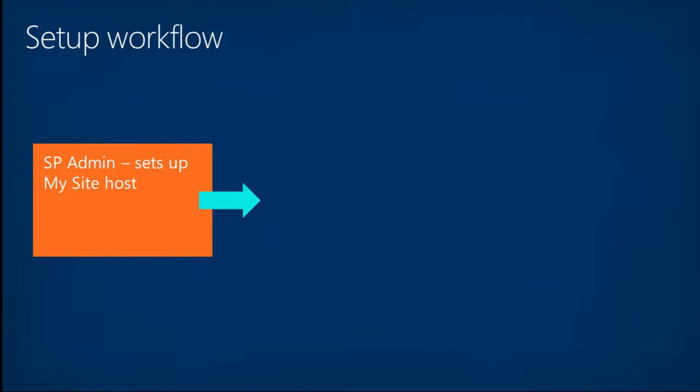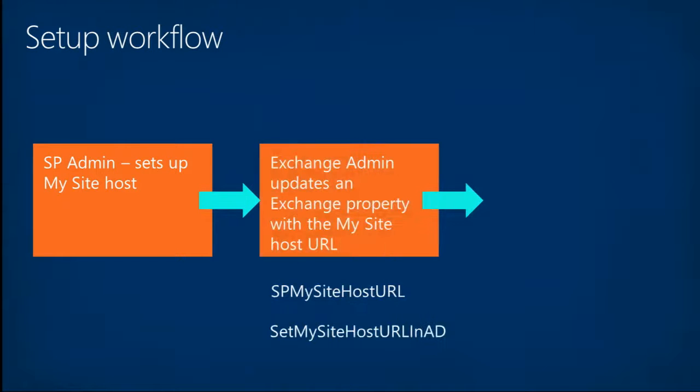When it comes to wiring this whole thing up, as SharePoint admins, you first, of course, deploy SharePoint and create the MySite host. Once you do that, you request your Exchange admin to update a specific property on the Exchange side with the MySite host URL. The specific property is called SPMySiteHostURL. And we have a script, which should be uploaded very soon, called Set-MySiteHostURLinAD, which will help you update that property. This script should be available in the TechNet script library.